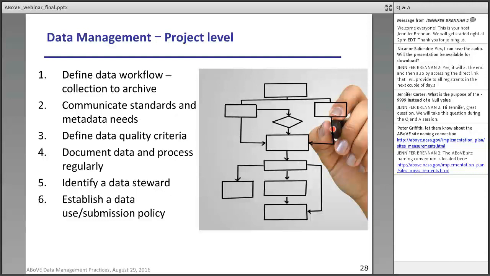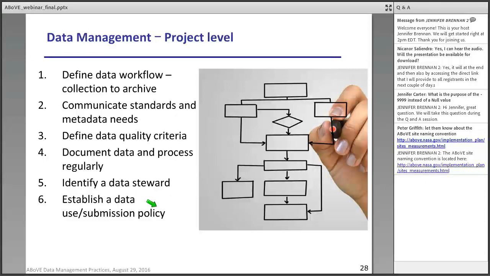ABoVE is a very collaborative project where interaction and communication amongst many different research groups is critical. And this is just not unique for ABoVE. I think several projects which have data collections are working with many different investigators, many different teams in assembling that information together. So here are 6 principles to begin with in terms of effective data management at the project level.